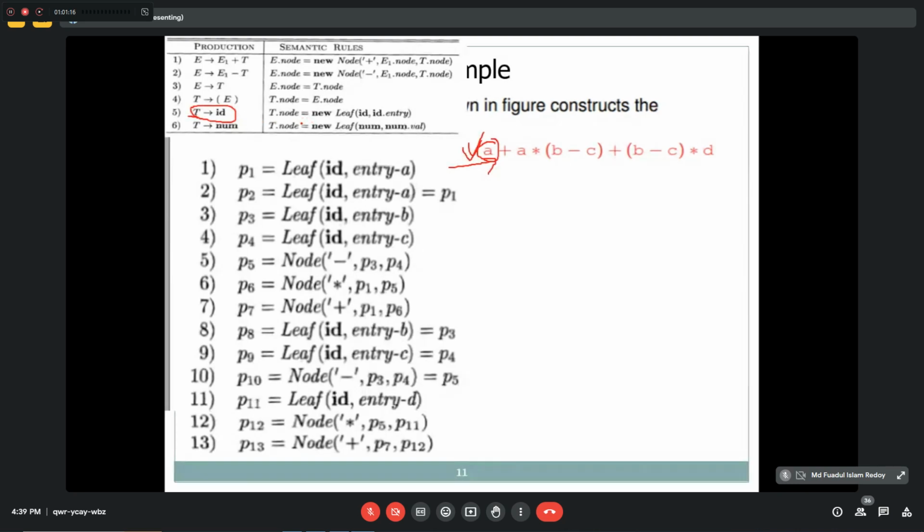So this one means you need to create a leaf node. This is the leaf, ID, and entry for A. So this is the leaf, ID, entry A. Okay. So you created a new leaf node for A. Okay, no problem.